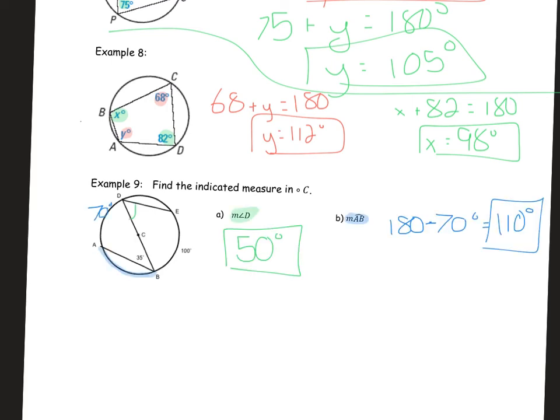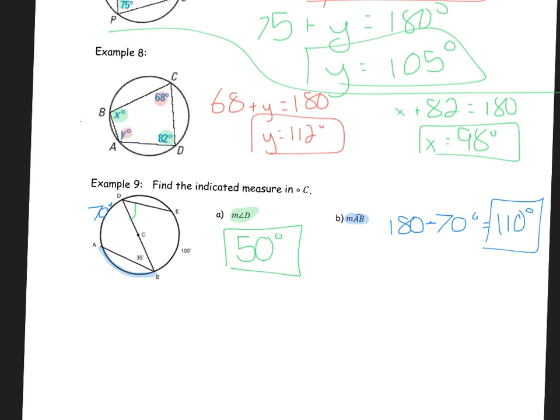So for part A, the measure of angle D has to be half of its intercepted arc, which is 100, and half of 100 is 50 degrees. For part B, they want the measure of arc AB, which I did highlight in the picture for you. So the intercepted arc that goes along with angle B would be arc AD. So if I do 35 multiplied by 2, that gives me 70 degrees.